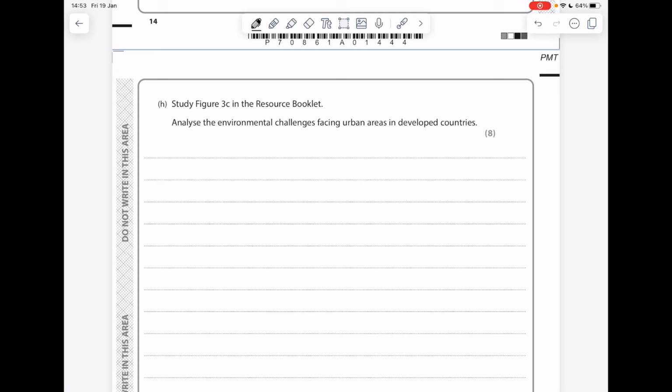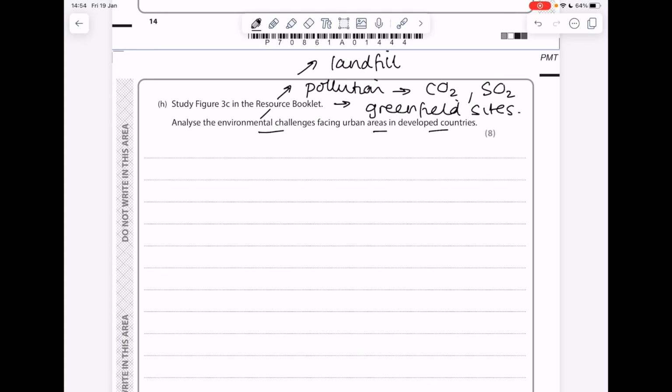Study figure 3C, analyse the environmental challenges facing urban areas in developed countries. So again, with these 8 markers, we're going to make some general points about the challenges, and they've got to be environmental. So we're looking at pollution. That could be carbon dioxide leading to global warming. It could be sulfur dioxide contributing to acid rain. Could be just dealing with waste, so landfill, as well as destruction of greenfield sites, loss of habitat.